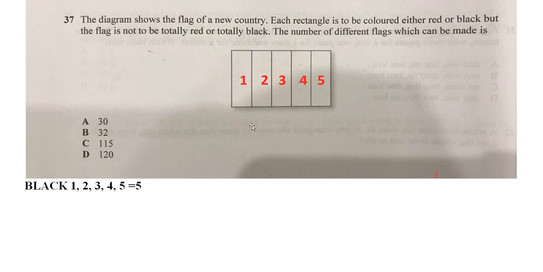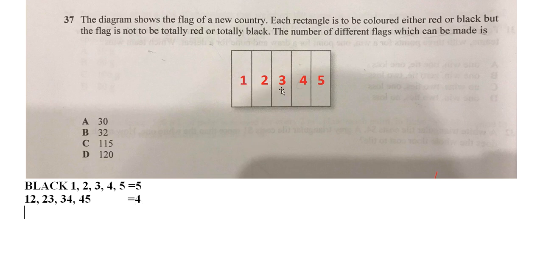Now let's try and make 2 of the rectangles black. We'll start with 1, 2, making 2 adjacent rectangles black. We could do the same with 2, 3, 3, 4, and 4, 5 going across there. So that gives us another 4.